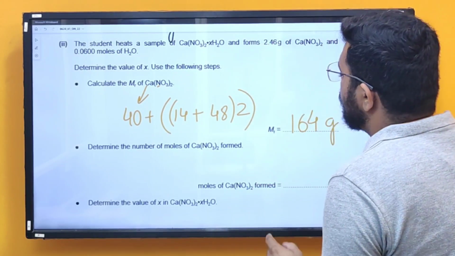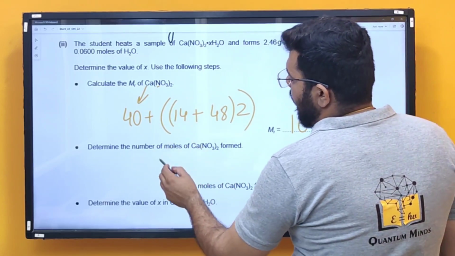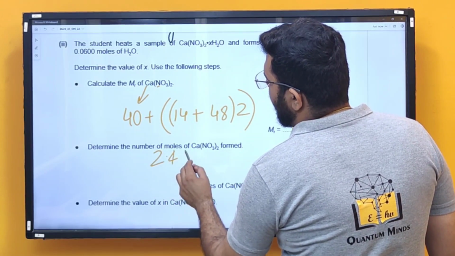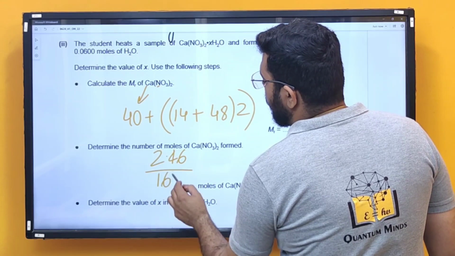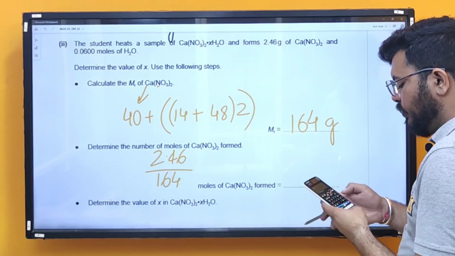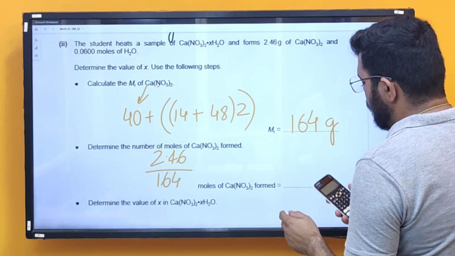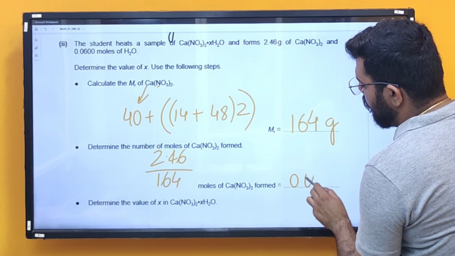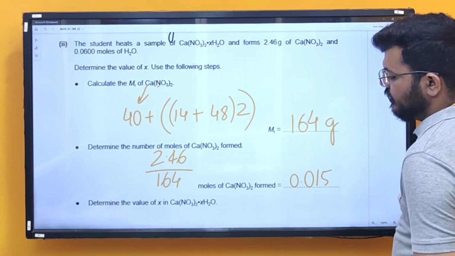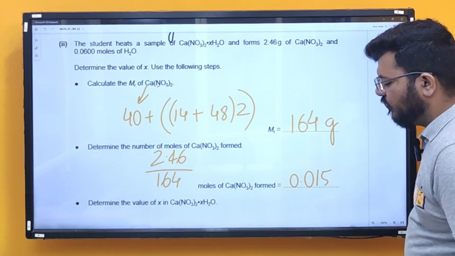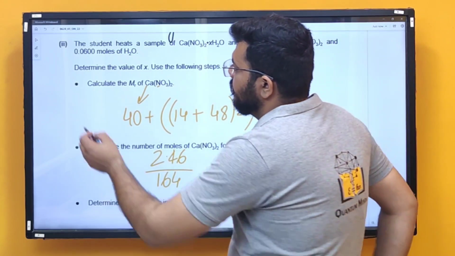Determine the moles of Ca(NO3)2 formed. So I have 2.46 divided by 164. So 2.46 divided by 164 gives me 0.015 moles, right? But moles is formed, so you don't need to write units here.